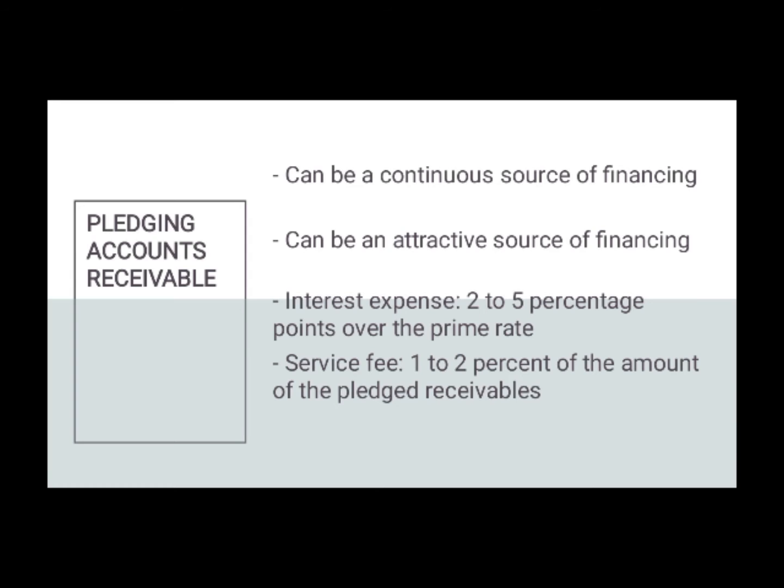The annual financing cost of this type of loan includes both the interest expense on the unpaid balance of the loan and the service fees charged for processing the receivables. The typical rate of interest ranges from 2 to 5 percentage points over the prime rate, and service fees are approximately 1 to 2% of the amount of the pledged receivables.